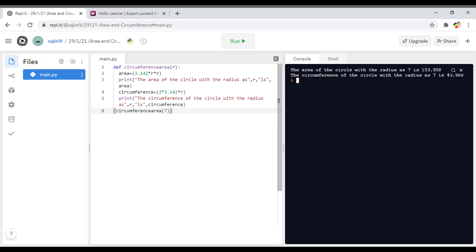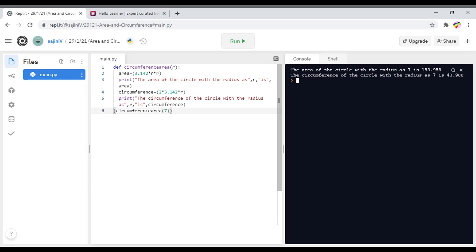The formula for area is pi r square. Pi is basically 3.142 or 22 by 7. The formula for circumference is 2 pi r. Pi in this case also is 3.142.